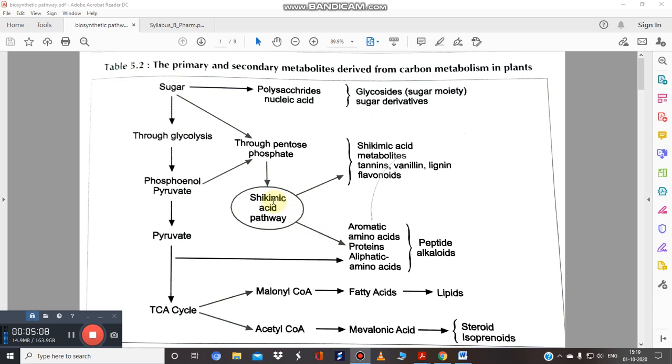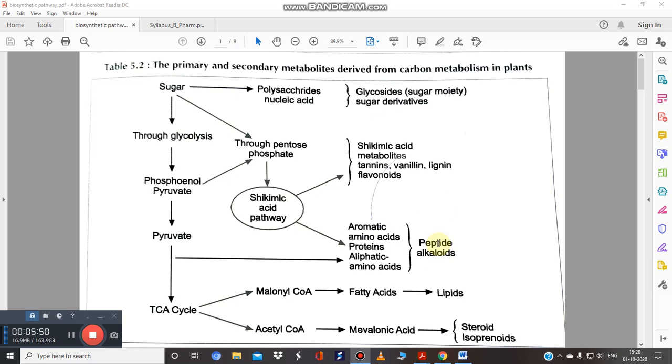Now how is this produced? Shikimic acid is produced via the pentose phosphate pathway. Again, sugar is the main source. The sugar is involved through the pentose phosphate pathway, and we know in glycolysis phosphoenol pyruvate is produced, and they both are involved in the pentose phosphate pathway, which results in the production of this shikimic acid. This shikimic acid later produces these alkaloids, or you can say before that, aromatic amino acids are produced, which then biosynthesize alkaloids.